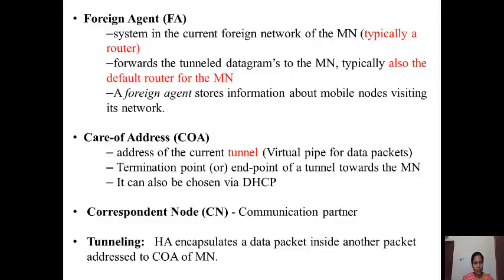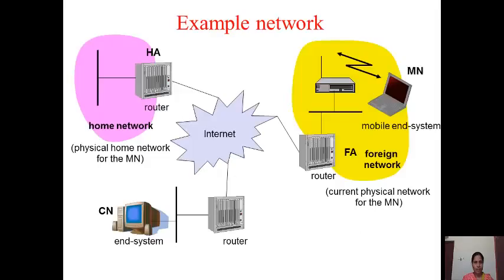I'll try to tell you how these variations are actually addressed in the subsequent slides. And the other terminology is a correspondent node. A correspondent node is nothing but a communication partner. And tunneling is basically the home agent that encapsulates the data packet inside another packet addressed to the care-of address of the mobile node. So we'll just take a simple example network and see how this tunneling is happening.